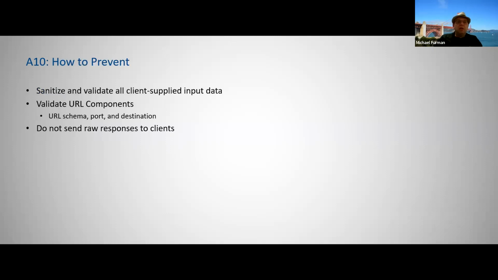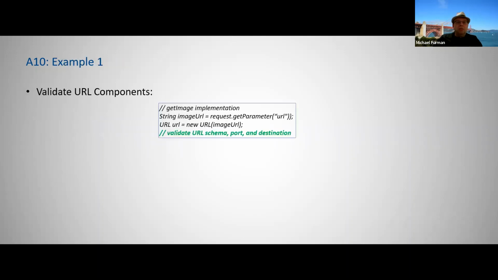Sanitize and validate your client input data, validate URL components, schema, port or destination, and of course, don't send the raw response to the client. And if you look at our examples, it's possible to take the parameter, but validate schema, port, and destination. In case of any violation, return an error. And then you will be able to prevent this problem.